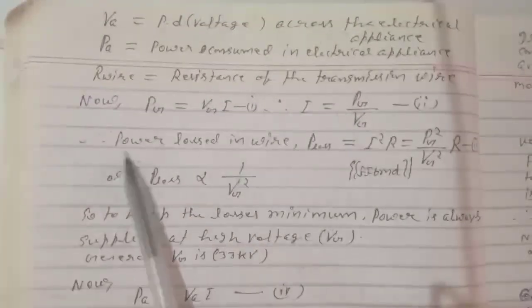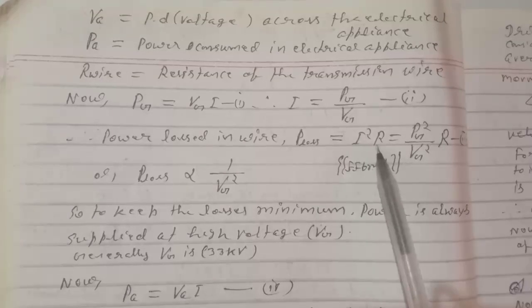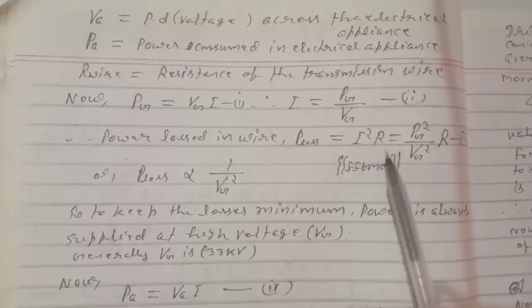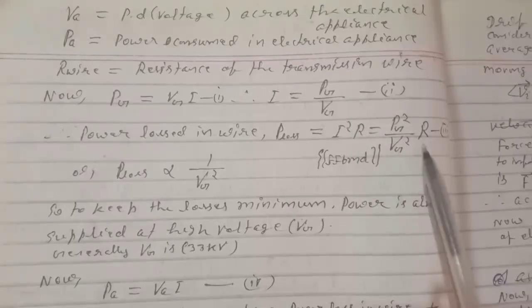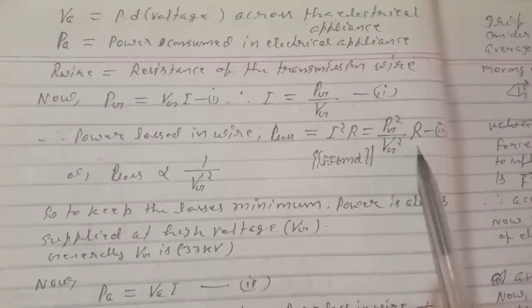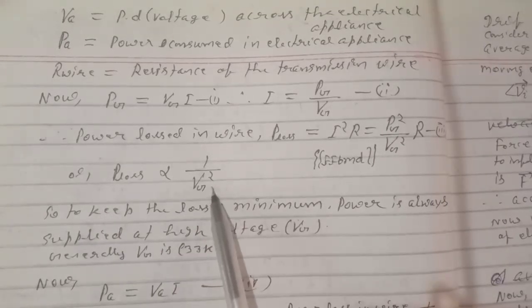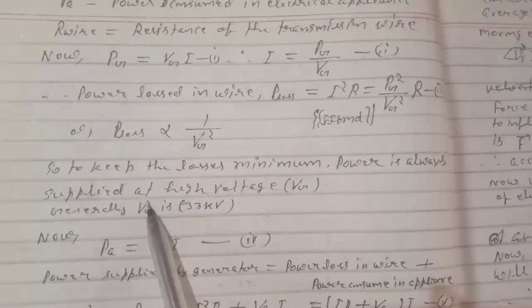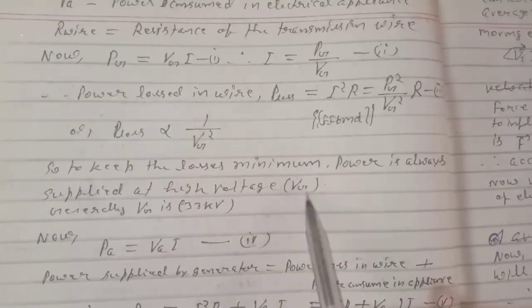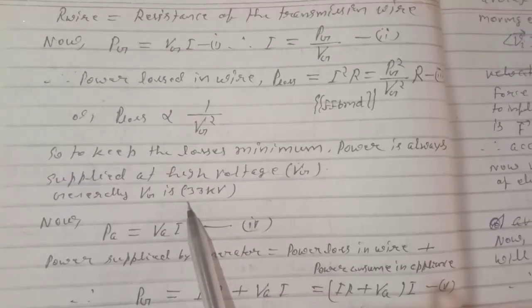This is equation 2. Now power lost in wire, P loss equals I square into R, where R is the resistance of the wire. So using this value of I, P loss equals PG square by VG square into R. From this it is clear that P loss is directly proportional to 1 by VG square, that is the generator voltage. So to keep the losses minimum, power is always supplied at higher voltage VG. Generally VG is about 33 kilovolt.